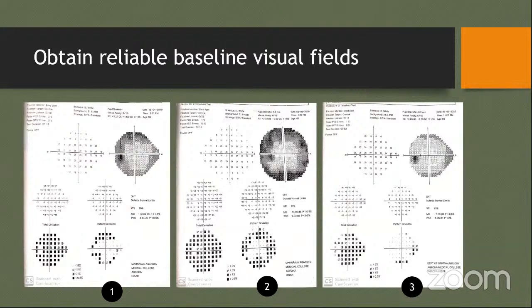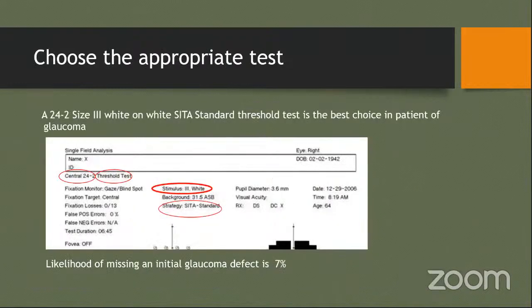There is no baseline, and much defect is there in the initial two fields due to the poor reliability indices. Then the next question comes: what test should we choose for the glaucoma assessment? Usually a 24-2 size III white SITA Standard threshold test is considered the best choice in patients with glaucoma.